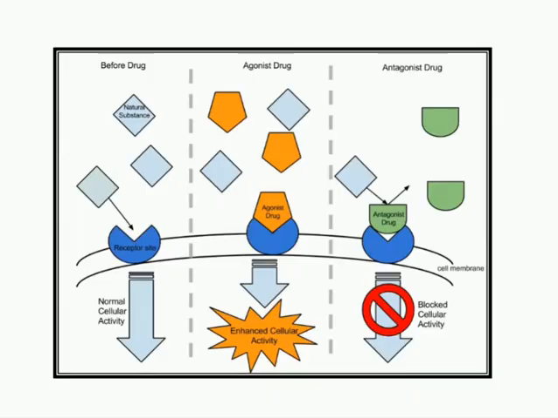Now this is an image depicting the action of agonist and antagonist. Before any drug combines, the receptor site is empty and normal cellular activity occurs, right? In the second column, it shows an agonist drug. So when an agonist drug binds to the receptor site, cellular activity occurs, because agonists are drug substances or molecules which enhance the activity, right? Then when an antagonist drug combines, there is no cellular activity, meaning that the cellular activity is blocked when an antagonist attaches to the receptor site.